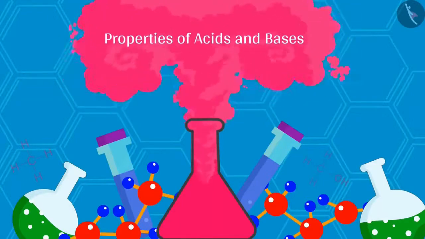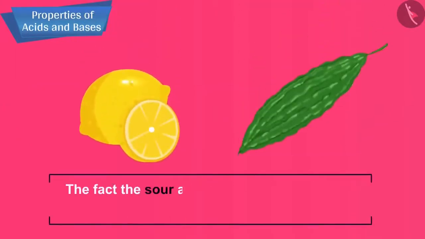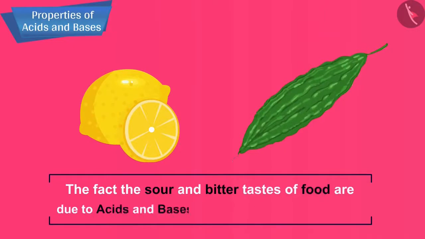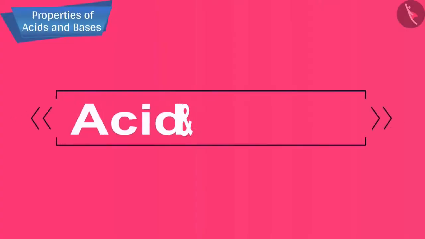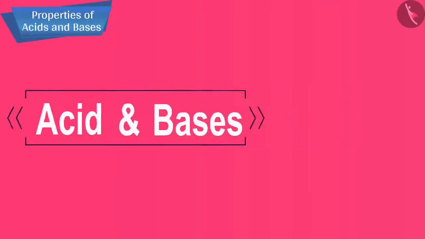The topic that we are going to cover in this session is properties of acids and bases. Children, you are already aware of the fact that the sour and bitter tastes of food are due to acids and bases respectively present in them. Let us now begin with our topic, starting with a few daily life examples of acids and bases.